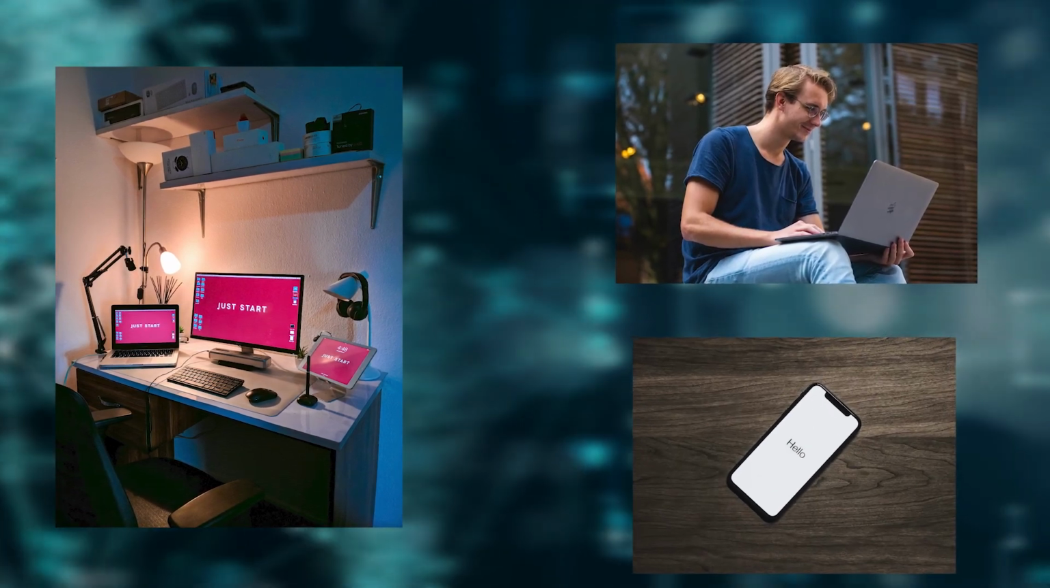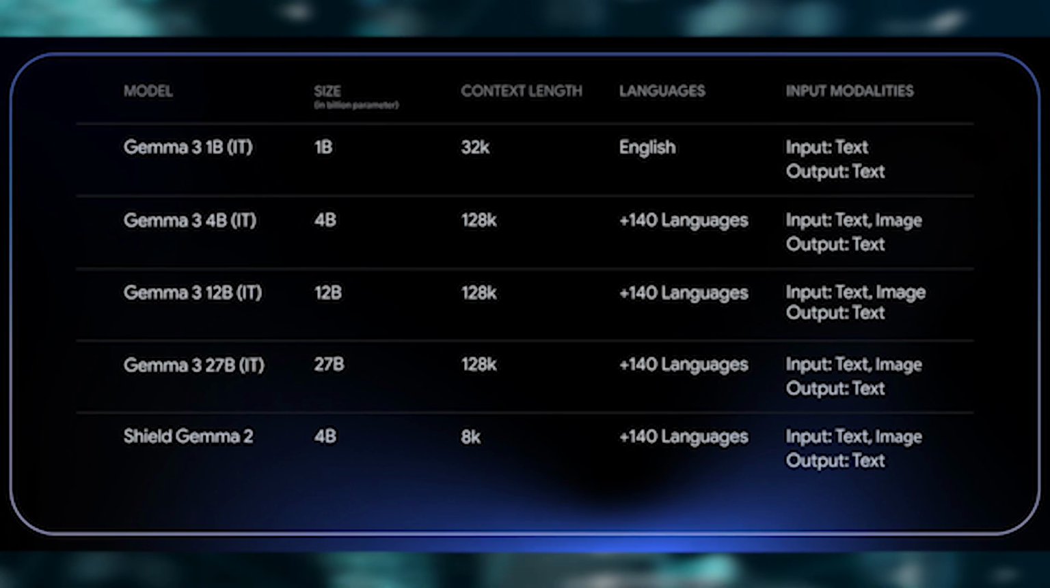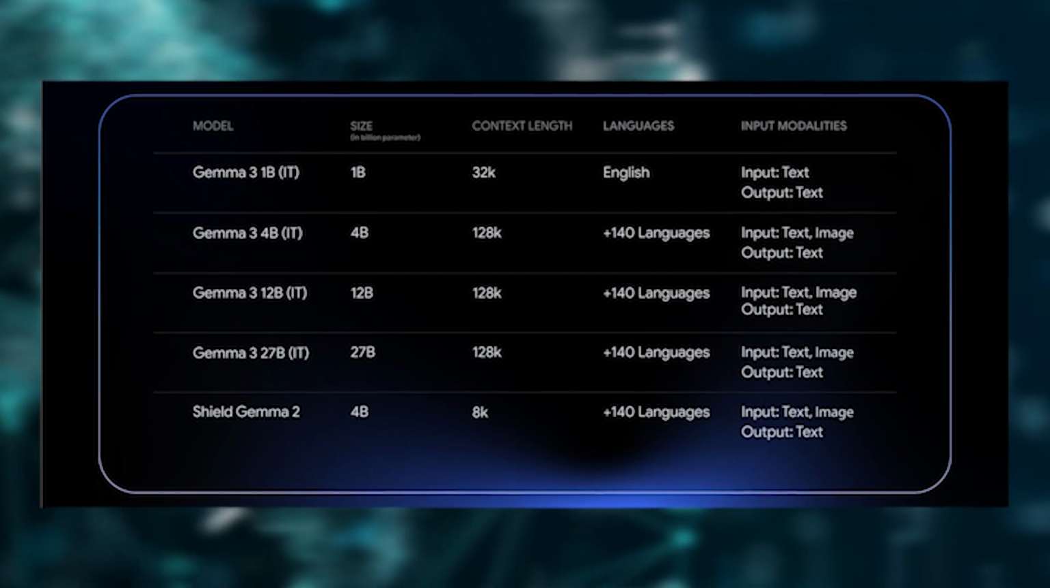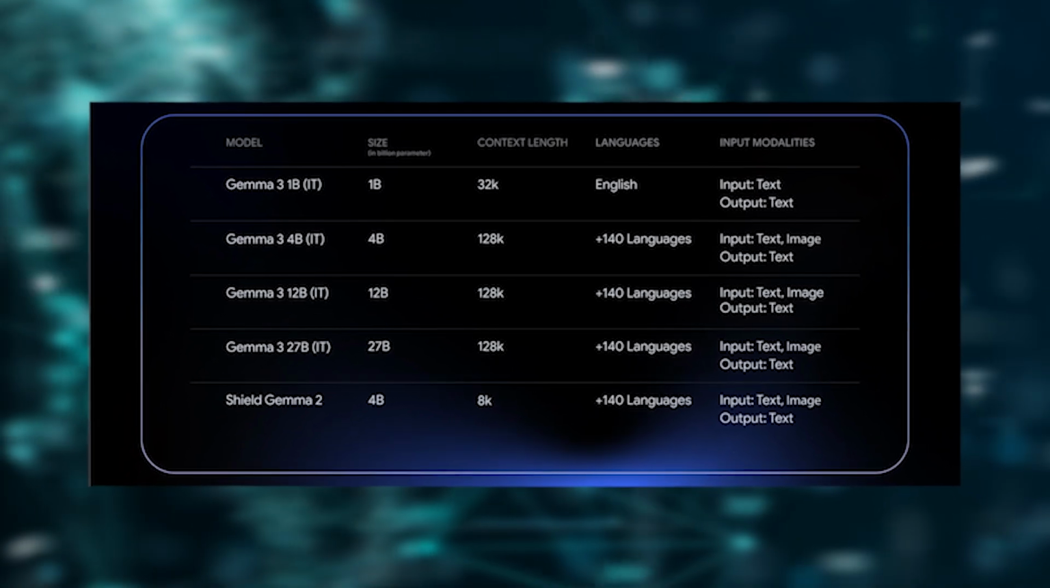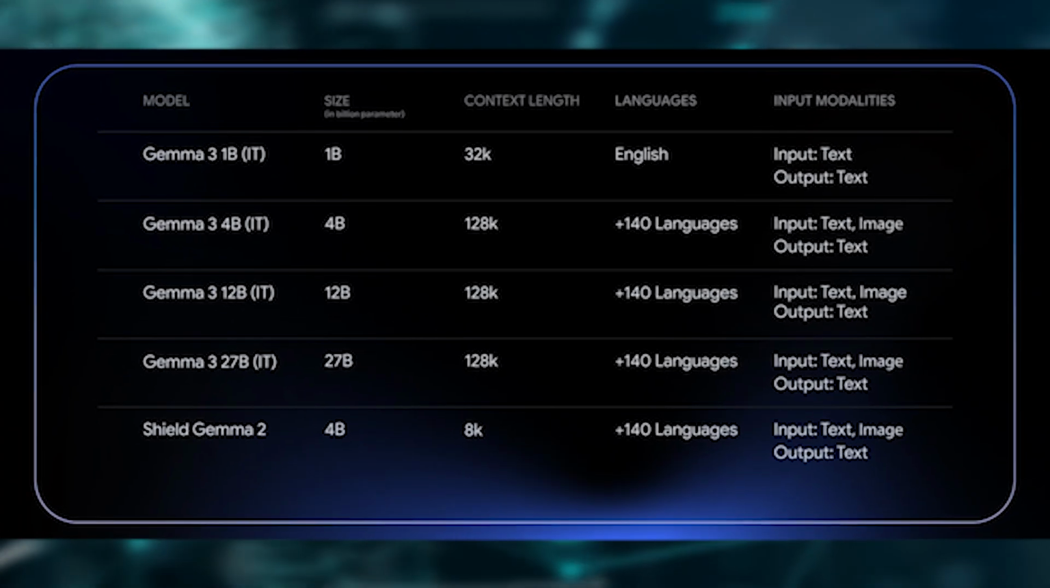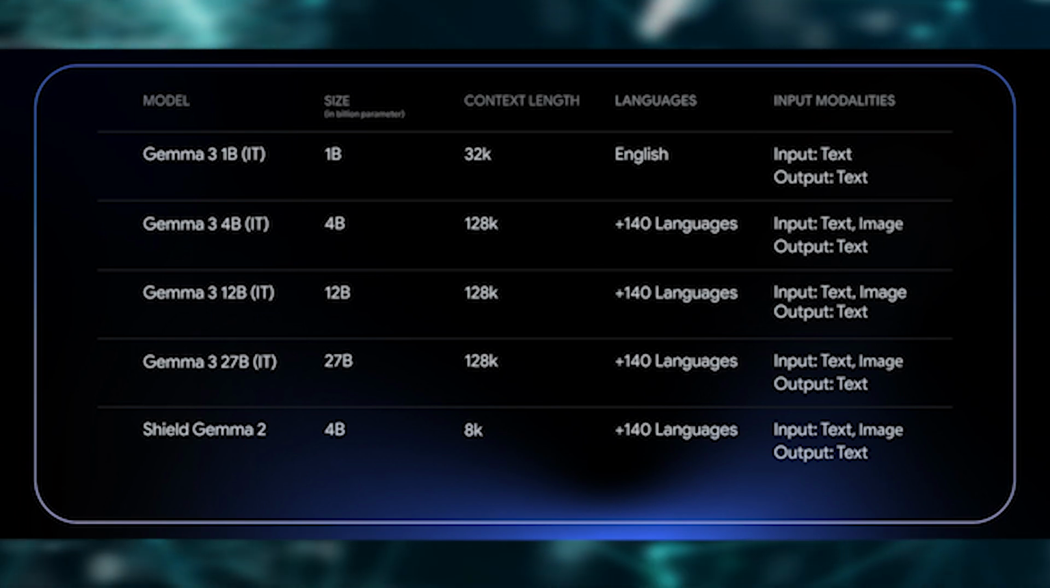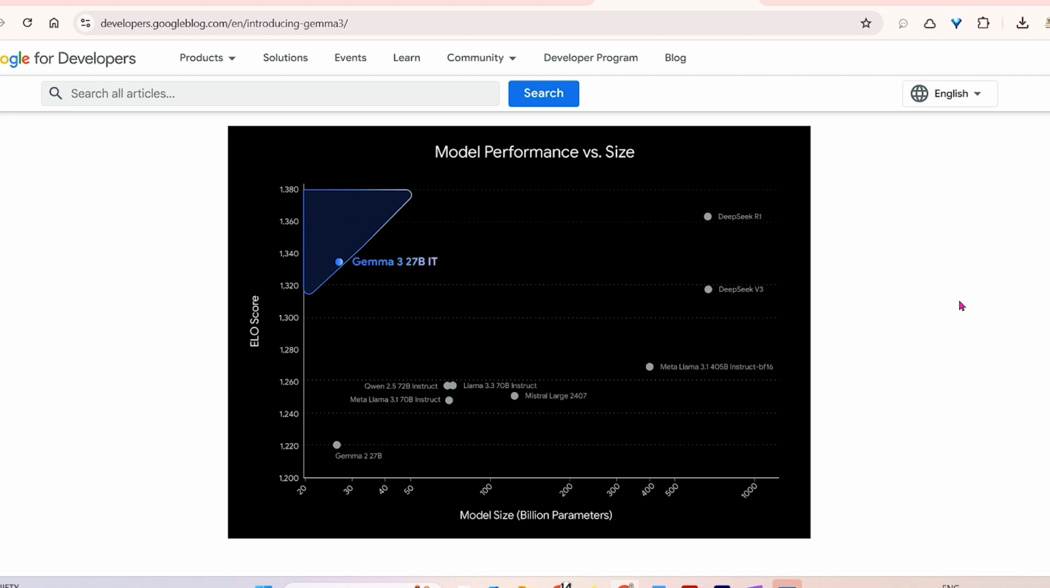Now Gemma 3 comes in various sizes, from 1 billion to 27 billion parameters, giving you the flexibility to choose the perfect model for your project. Plus, it supports over 140 languages and can handle text, images, and videos. Imagine the possibility for interactive and intelligent experiences.